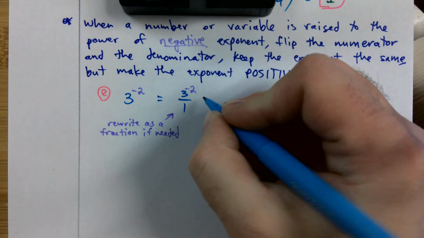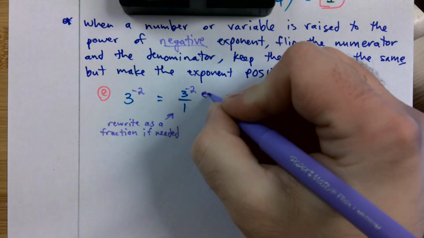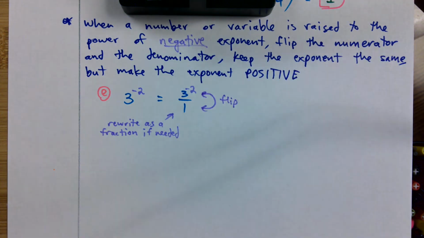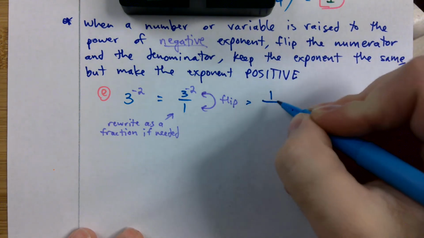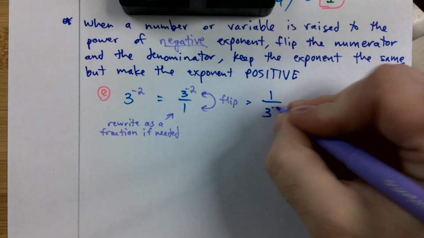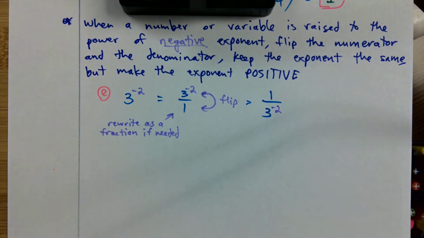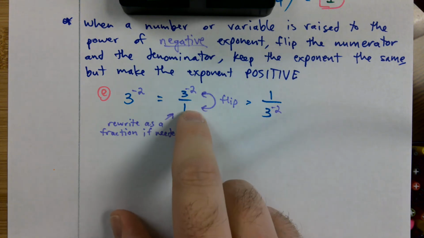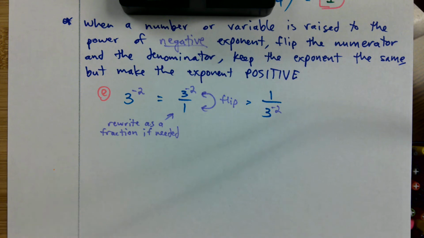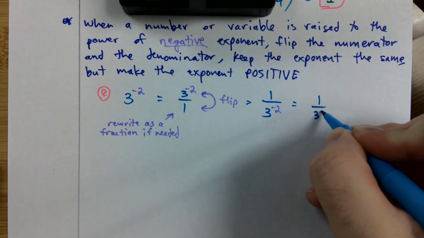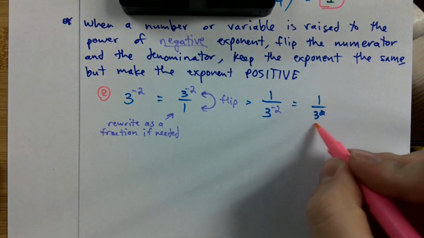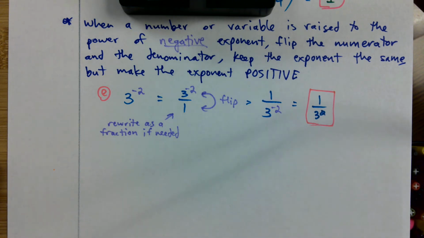Oh, wait, we didn't even flip it yet. Sorry. Got ahead of myself. Let's flip these two. And that's going to give us 1/3 to the negative 2. So we flipped them and kept our exponent the same. Right now the negative 2 is not on the top. It's on the bottom because we flipped them, right? And then the last step is just to make our exponent positive. 1/3 squared. That's it. That's not the end of the notes, but that's it for this problem. That's all we have to do.